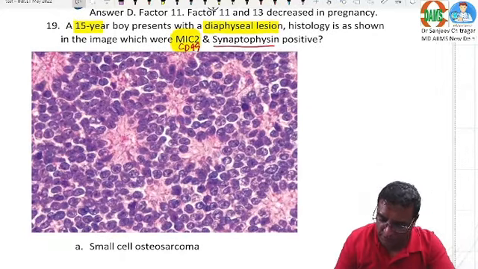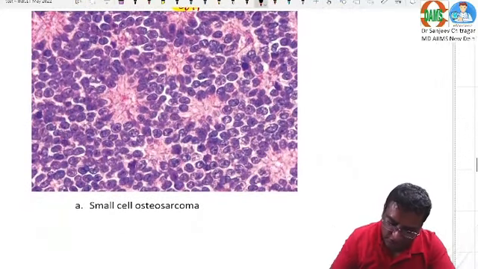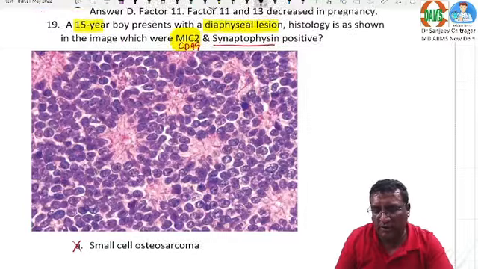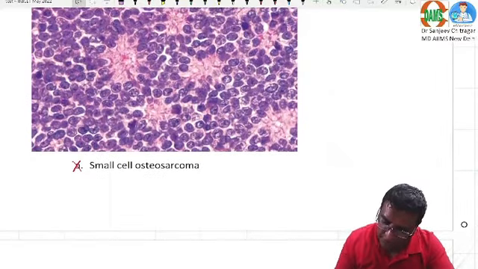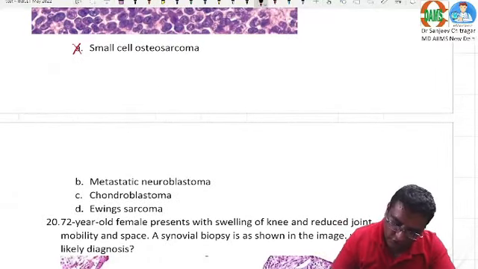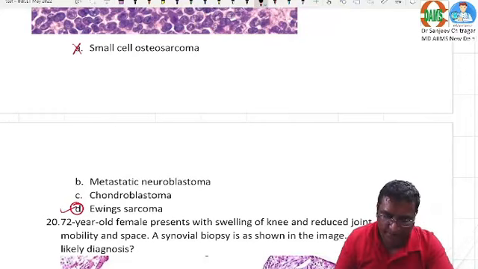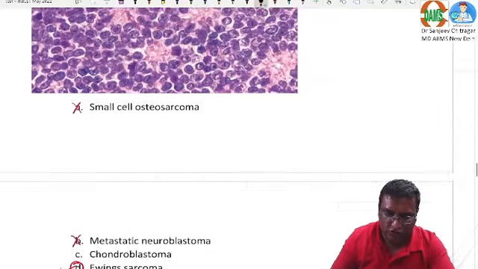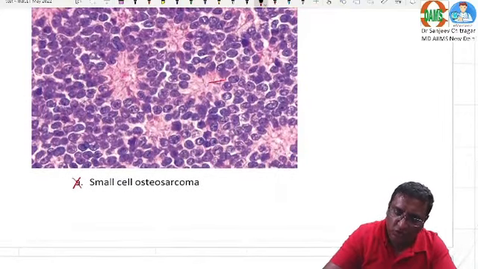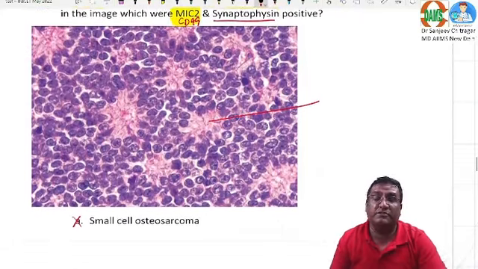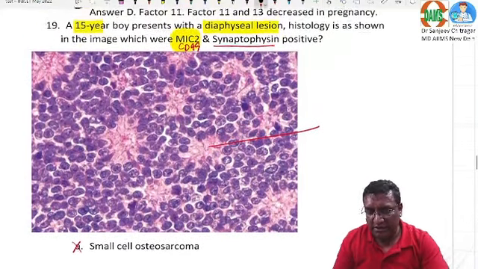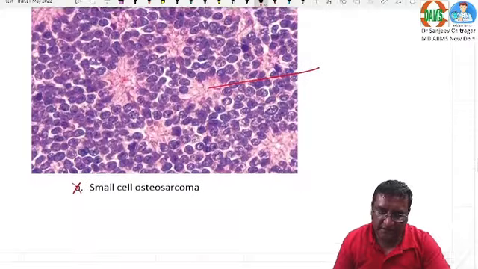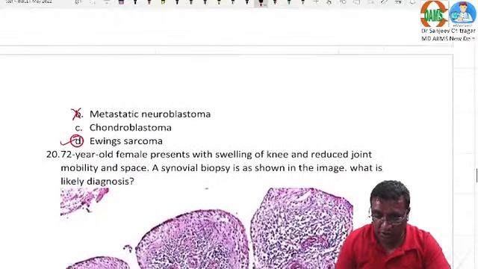So the options are in this: small cell, it is not small cell osteosarcoma. The answer is, now MIC2 positive, definitely we have made a diagnosis of Ewing sarcoma. It is not metastatic neuroblastoma. Many people would have confused. These Homer-Wright rosettes can be seen in Ewing's PNET as well, right? So this is Ewing's PNET, primitive neuroectodermal tumor.